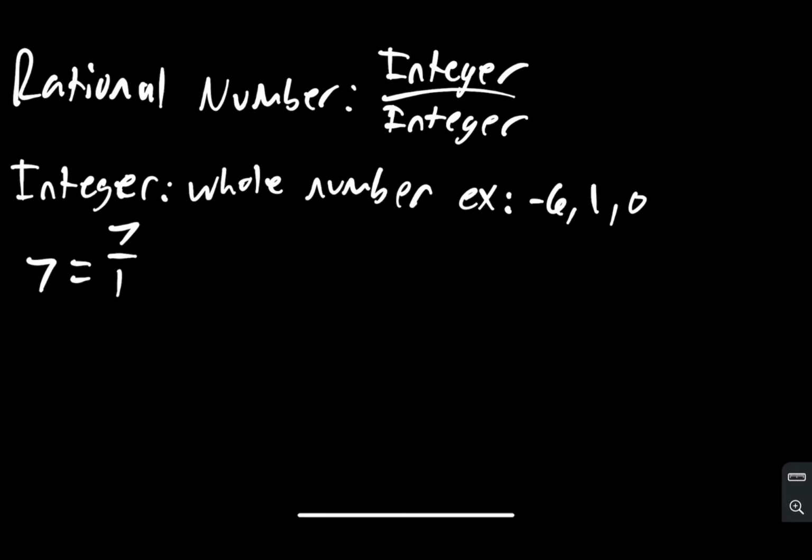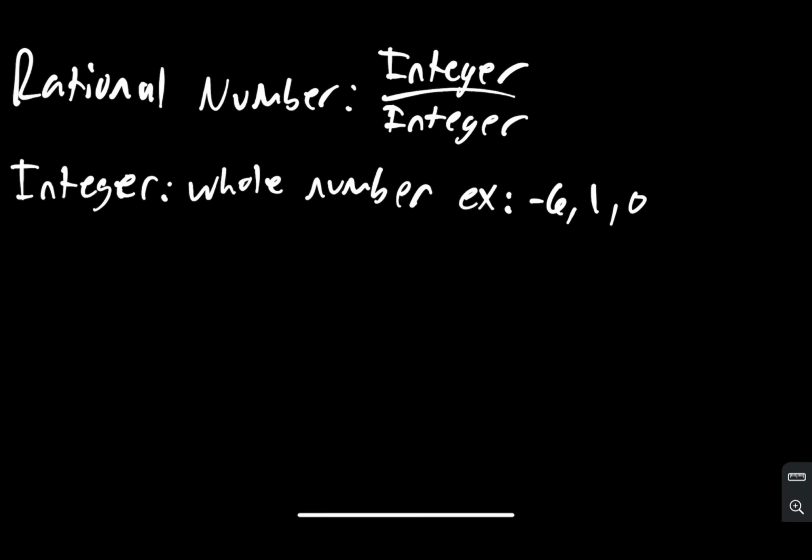And we can also write it as 14 divided by 2. We can do a different form. And then we can go so on to 21 divided by 3. So there's many different ways you can write a rational number. As long as we use integers to make the fraction, it is a rational number.